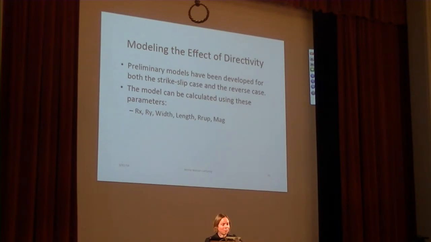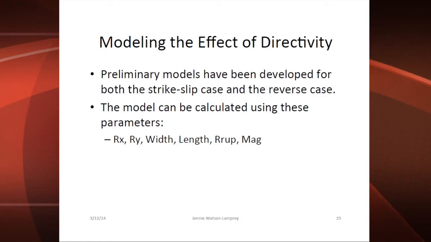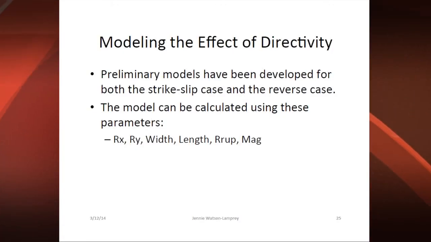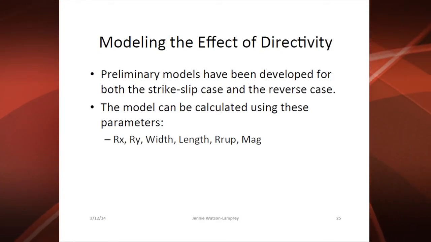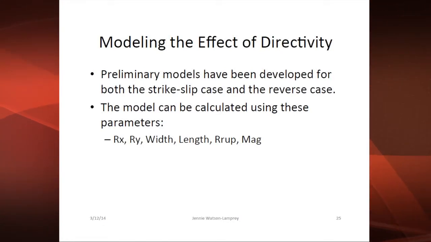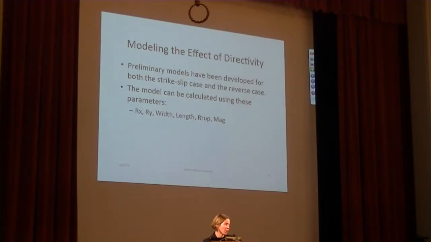So I went ahead and made models for both the strike slip and the reverse case for the change in the mean and the additional standard deviation. And the parameters that you need to know in order to do this are Rx, Ry, the width and length of the rupture, your closest distance, and the magnitude of the rupture. So in terms of additional calculations, if you aren't already calculating Rx and Ry, then that is something that you would need to be doing within your hazard code.